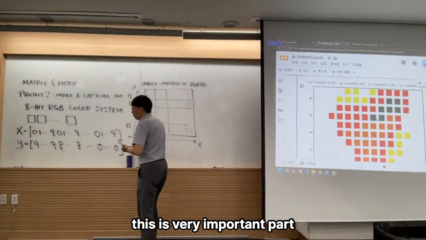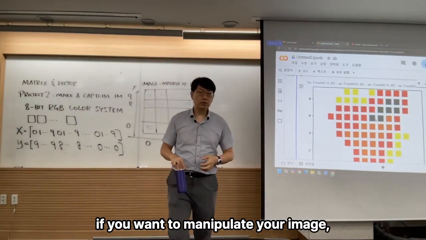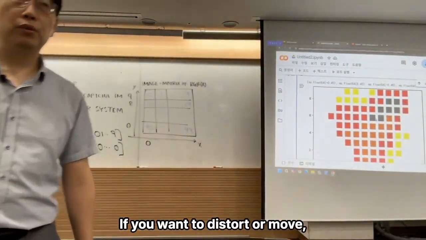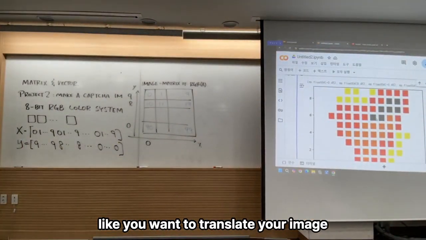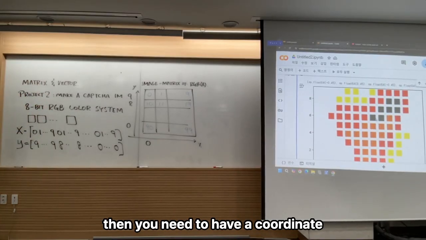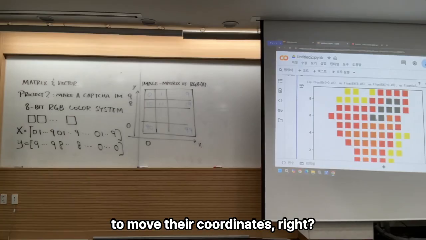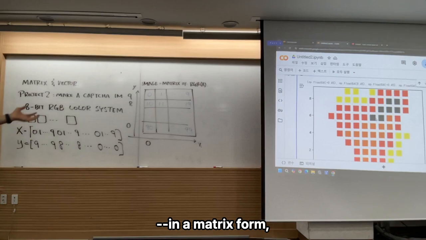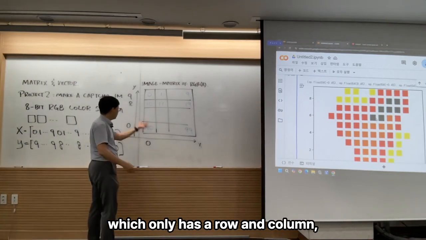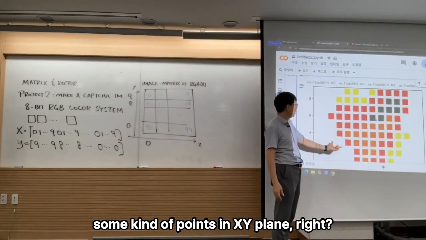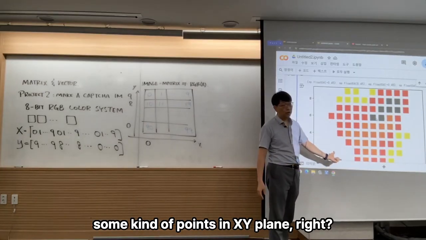So this is a very important part if you want to manipulate your image, because everything is in pixels. If you want to distort or move, like you want to translate your image into a different place in a big canvas file, then you need to have coordinates to move. Originally the image was just simply data in a matrix form, which only has a row and column, but now we change this image data into points in the XY plane, right?